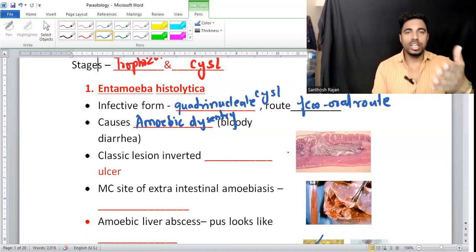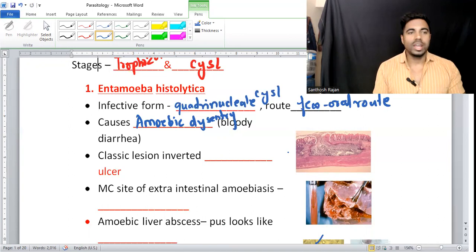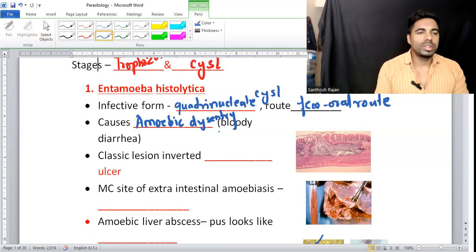Followed, of course, by E. coli, the enterohemorrhagic type is there. Okay, right. Now, so this causes amoebic dysentery, bloody diarrhea.